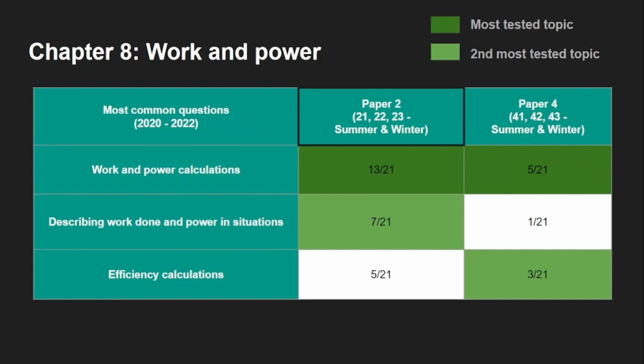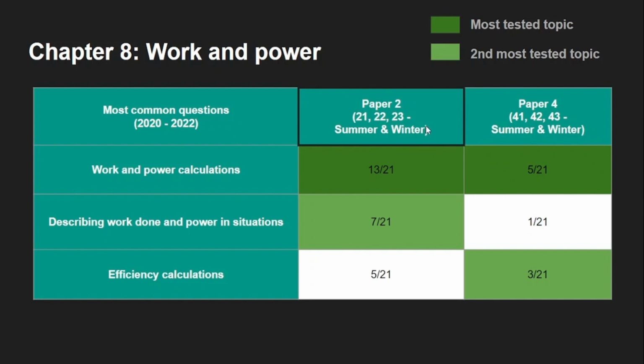And then finally, we have calculations around efficiency. We did look at this briefly when we were looking at the concept of energy. So we have efficiency calculations for power as well. And we can see that it has appeared in 5 out of 21 questions in Paper 2, as well as 3 out of 21 questions in Paper 4, making it the second most commonly tested concept in Paper 4. And I think it's fairly obvious that for this chapter, there are more questions in Paper 2 than there are in Paper 4, which is why I put that up in bold there.